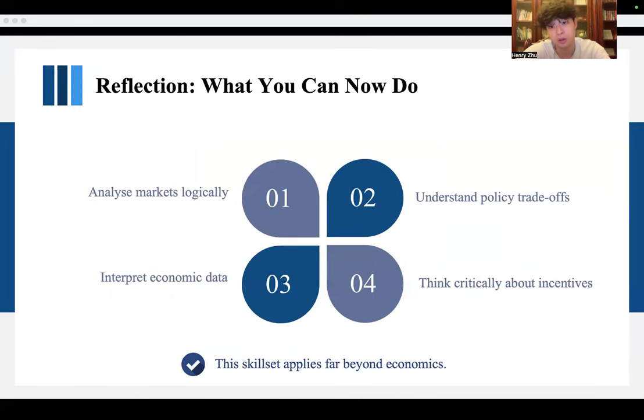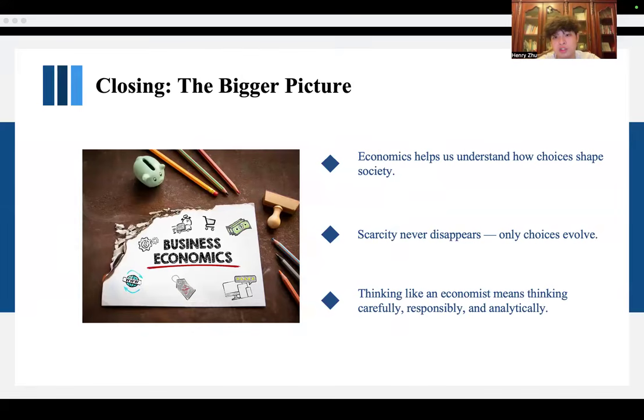Now let's reflect on how far you've come. You can now analyze how markets work, understand why governments intervene, interpret economic data, evaluate policy trade-offs, and think critically about incentives and decision making. These aren't just useful skills for economics exams. They're useful for understanding business, politics, finance, public policy, and, most importantly, everyday life. Whenever you read a news article about inflation, taxes, housing, or trade, you'll now have the tools to analyze it more critically. Now, as we finish this course, I'd like to leave you with one final thought.